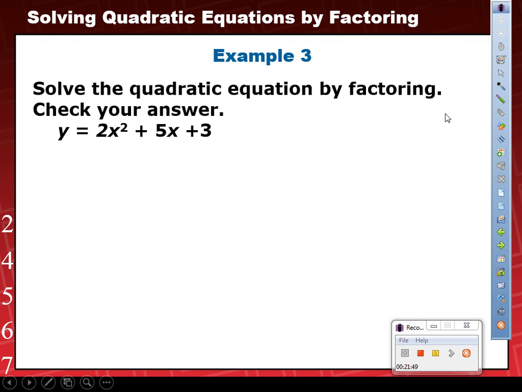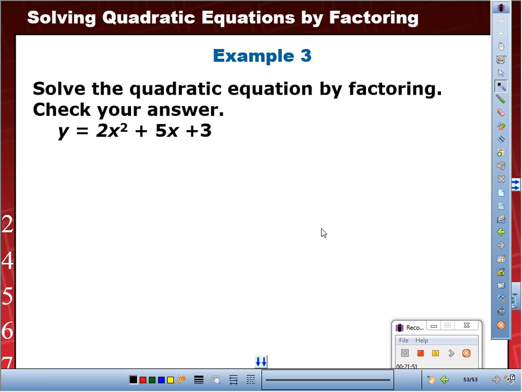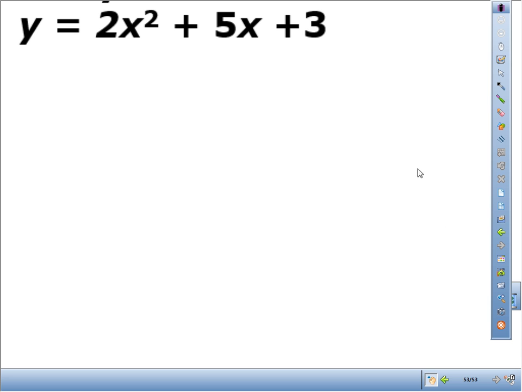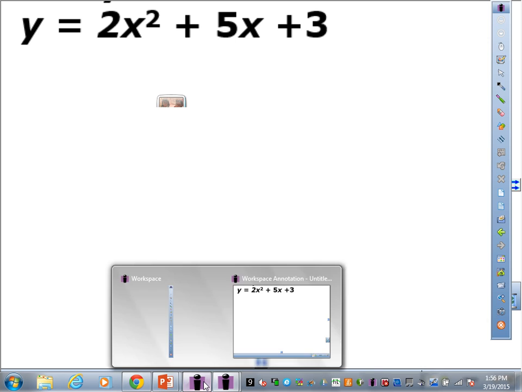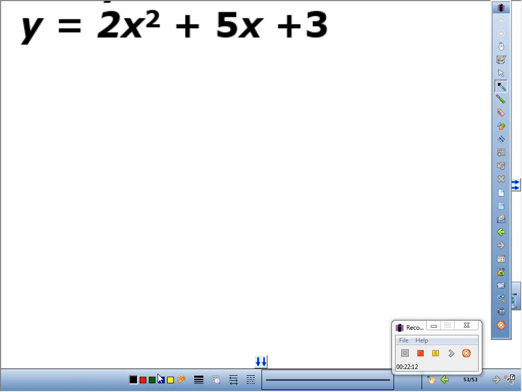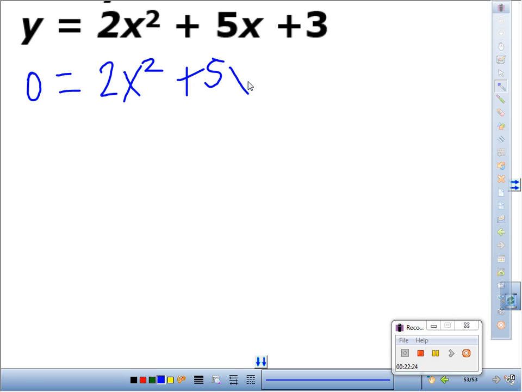With that said, yesterday we covered some of these. I want you to copy this one, example number 3. Tonight you're going to have a lot of practice with these kinds. Y equals 2x squared plus 5x plus 3. Alright, let's see. Help me with this one, please. Step 1, Rudy. Change y to 0, so we're left with 0 equals 2x squared plus 5x plus 3.